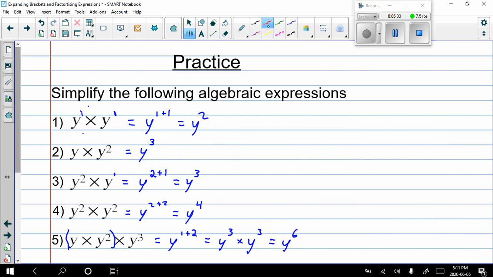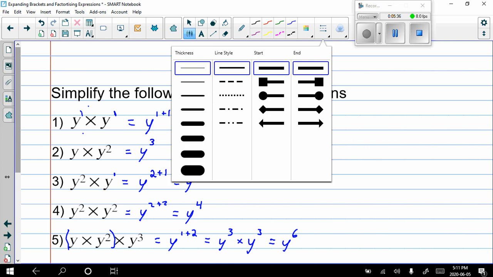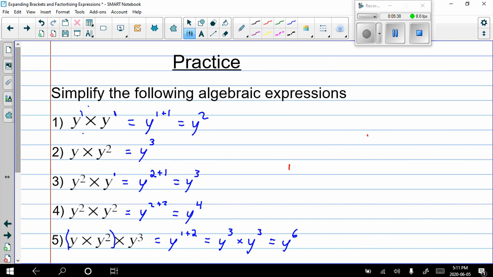The other way that you could do that is just do it all at the same time. So we could do y, and we do 1 plus 2 plus 3, and we could get y to the power of 6, just like that.